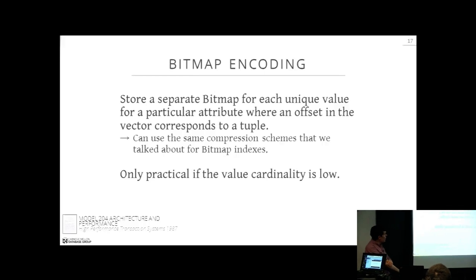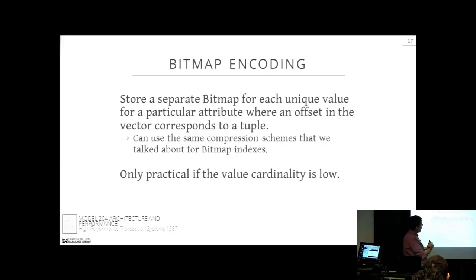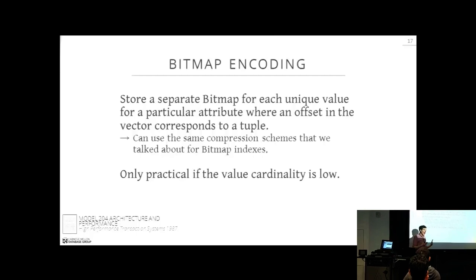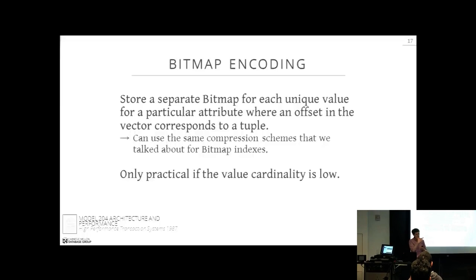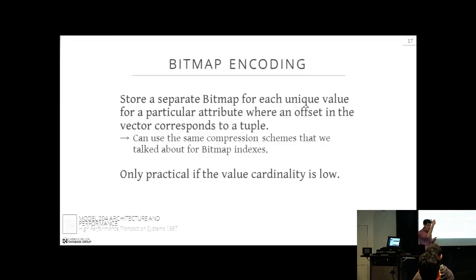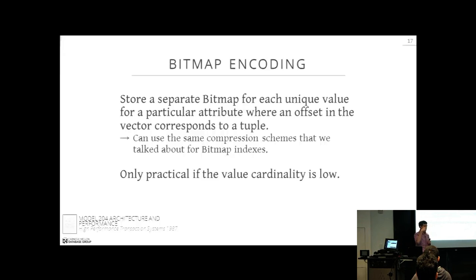All right, so we also talked about bitmap coding. The basic idea is that for every unique value within an attribute, we will have a bitmap vector. A particular position in the bitmap corresponds to an offset in our table, and if the value is 1, then we know that the tuple has that value. We talked about how this only really works if the cardinality of the different values for the attribute is low. If I have a million different values for a million tuples, then I would have a 1 million by 1 million matrix for my bitmaps, and that would be more space than just storing the raw data. So you have to be careful when you choose to use bitmap compression that you're not ending up wasting space.